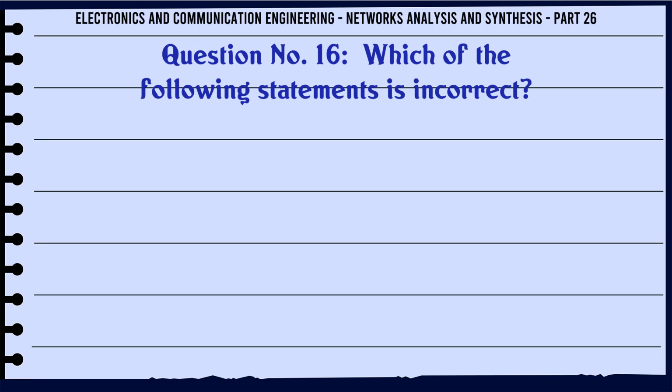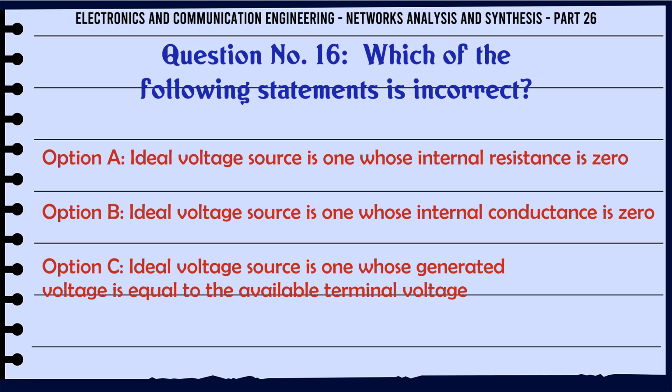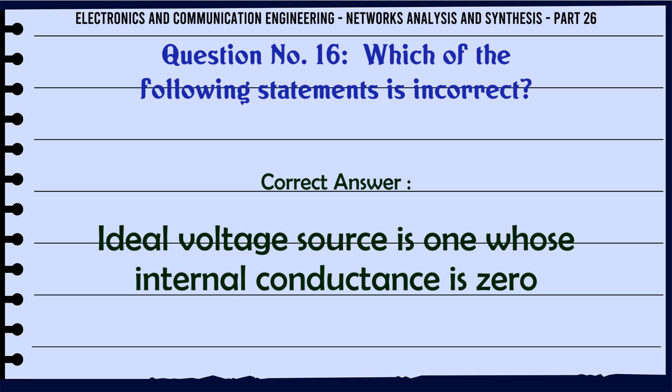Which of the following statements is incorrect? A, an ideal voltage source is one whose internal resistance is 0. B, an ideal voltage source is one whose internal conductance is 0. C, an ideal voltage source is one whose generated voltage is equal to the available terminal voltage. D, an ideal current source is one whose internal conductance is 0. The correct answer is B: an ideal voltage source is one whose internal conductance is 0.